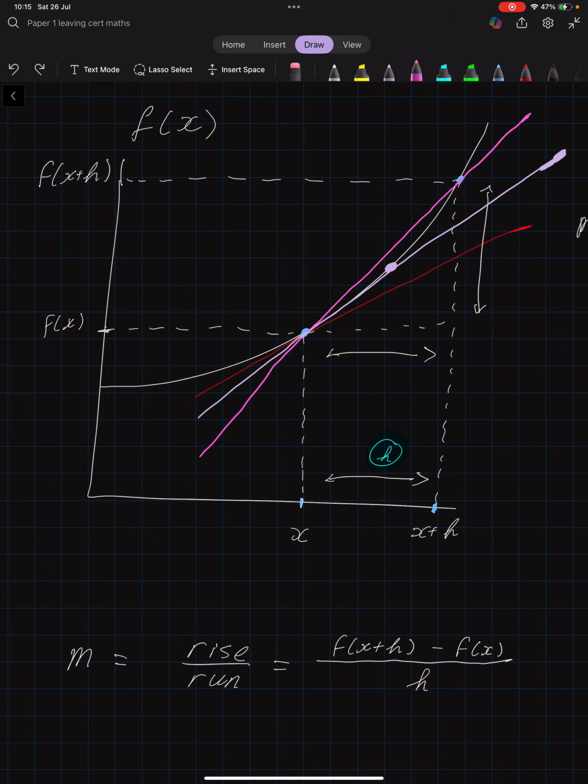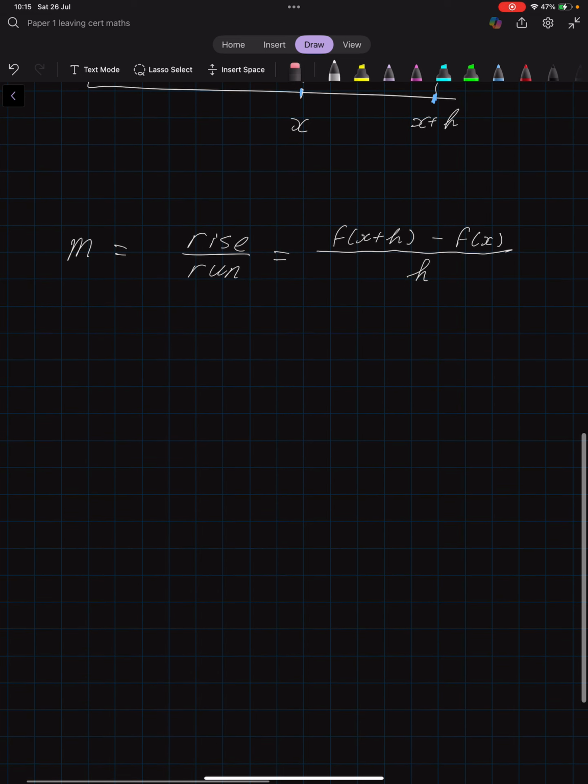Hopefully, if I take h as being quite big, then my slope is quite off. If I make it smaller, it gets better. And therefore, if I make it really, really small, then I should get a very good approximation. Okay? So now, this is where I'm going to start using limits. So I want h to be as small as it can be.